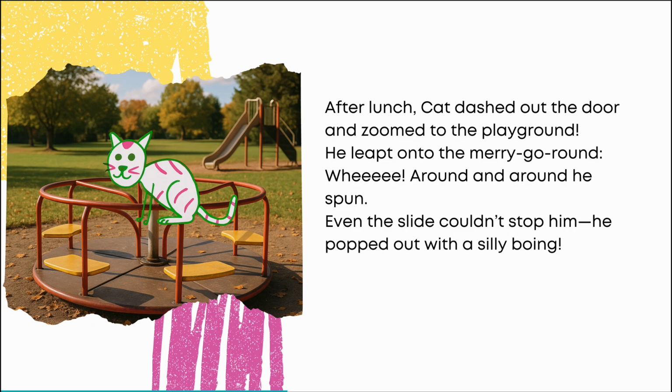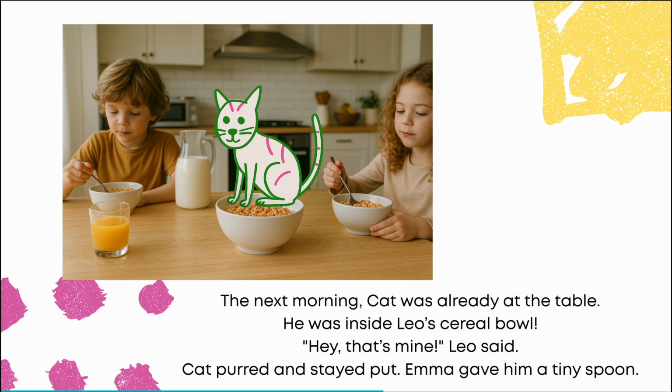After lunch, Cat dashed out the door and zoomed to the playground. He leapt onto the merry-go-round. Whee! Around and around he spun. Even the slide couldn't stop him. He popped out with a silly boing. The next morning, Cat was already at the table. He was inside Leo's cereal bowl. "Hey, that's mine," Leo said. Cat purred and stayed put.